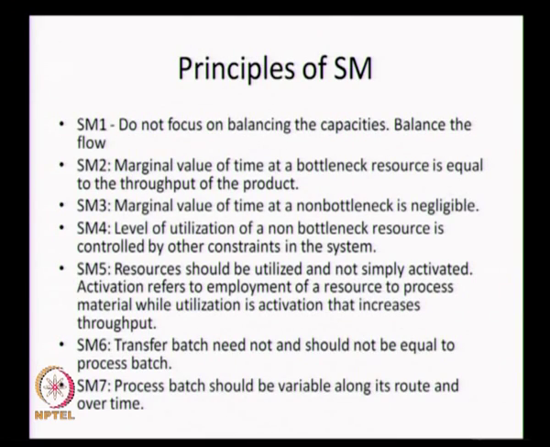Now, let us move to the important parts which are called the principles of synchronous manufacturing, and we will actually explain these principles through a numerical illustration that follows, but let us look at these 7 principles of synchronous manufacturing. Now, there are 7 principles of synchronous manufacturing which we call SM1 to SM7. So, the first one says, do not balance capacity, but balance flow.